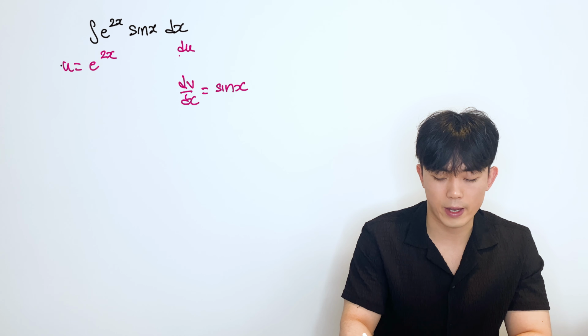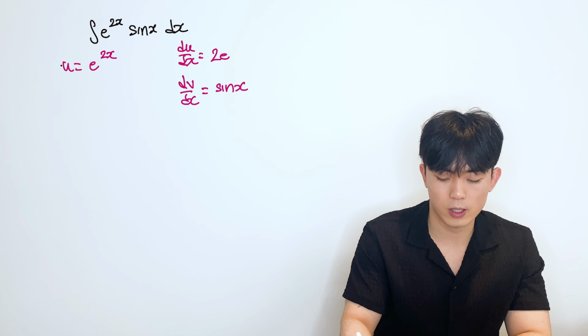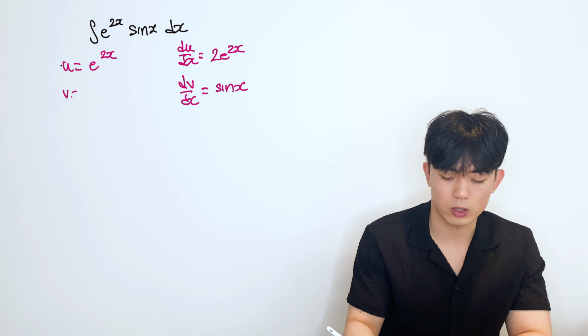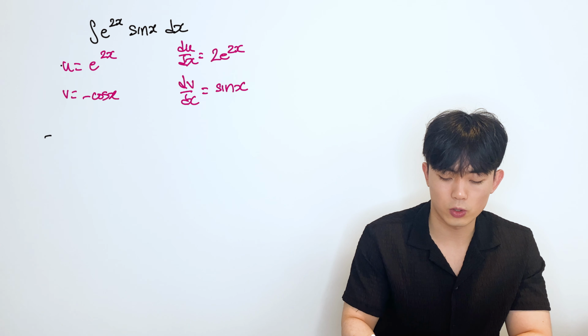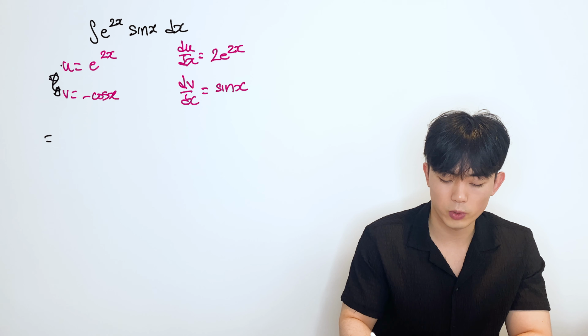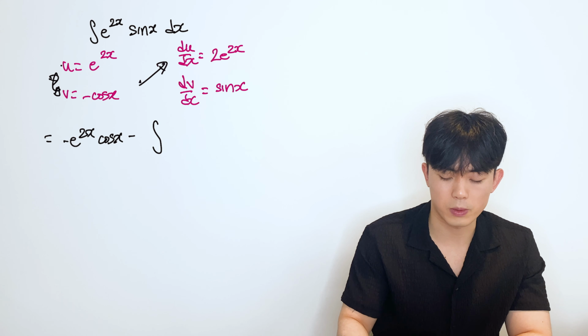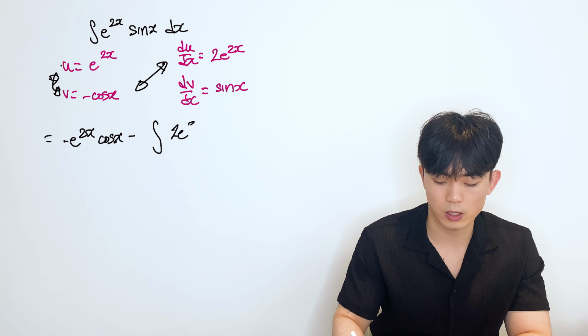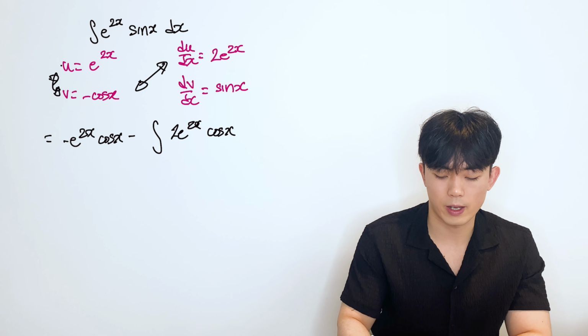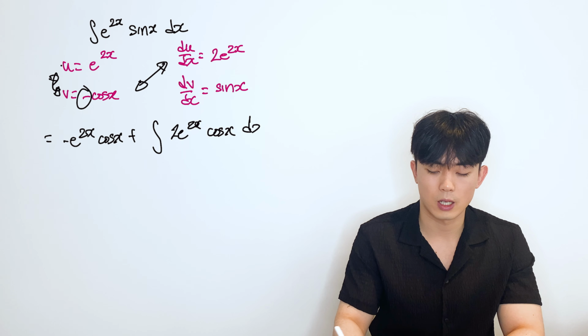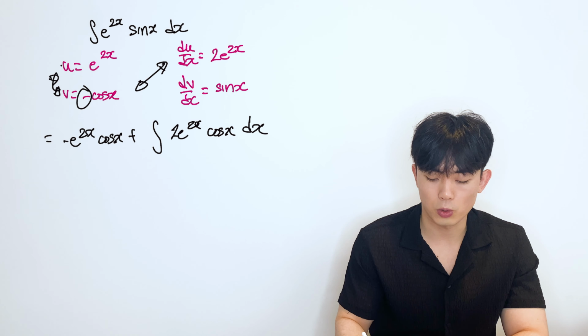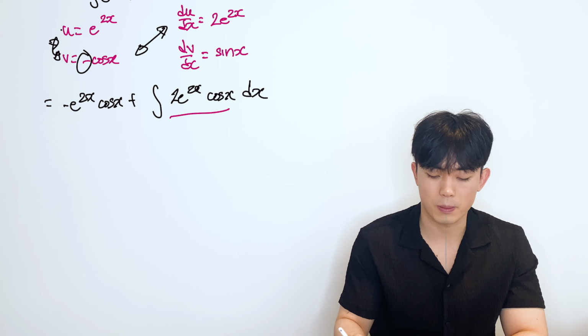Meaning du by dx will be 2e to the 2x, and v will be equal to negative cos x. So this is going to be equal to u times v, which gives us negative e to the 2x cos x, minus the integral of v times du by dx, so 2e to the 2x cos x. There's a negative sign here, so this is now going to be positive. Negative, negative, positive, dx. As you can see, there's still two functions, so we're going to have to use integration by parts again.